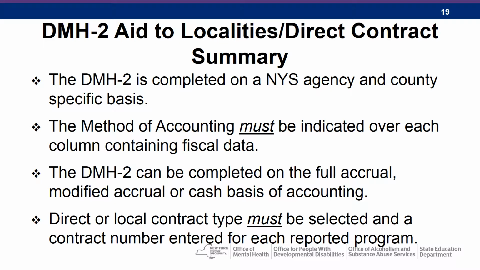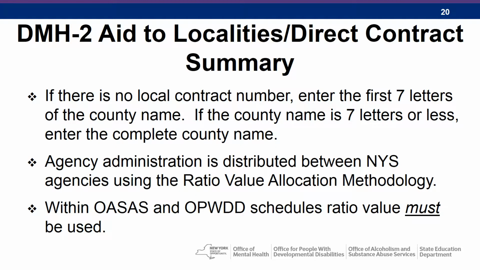If the method of accounting chosen is cash or modified, at least one data element must be changed from the DMH1 to the DMH2. Direct or local contract type must be selected and a contract number entered for each reported program. If there is no local contract number, enter the first 7 letters of the county name. If the county name is 7 letters or less, enter the complete county name.